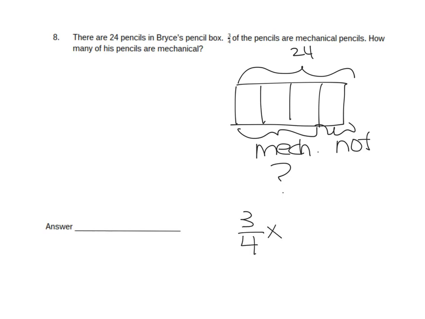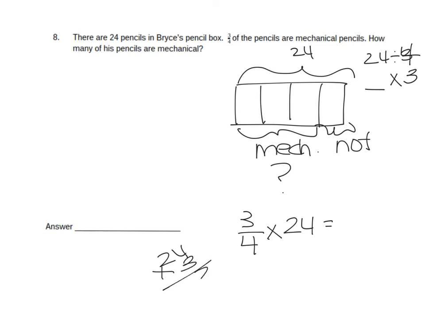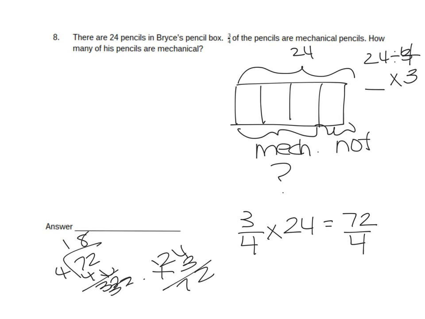So we could either do 3/4 of 24, which is 3/4 times 24, or we could do 24 divided by 4, and then that answer times 3. So either of these is going to give us the correct answer. So I'll show you 3/4 of 24 first. So 24 times 3. 3 times 4 is 12. 3 times 2 is 6, plus 1 is 7. So we have 72/4. And 72 divided by 4. 4 times 8 is 32. So we've got 18 mechanical pencils that this says.